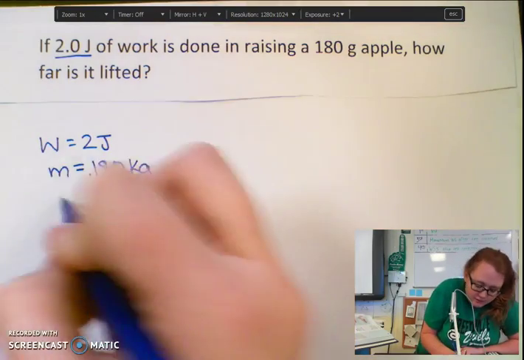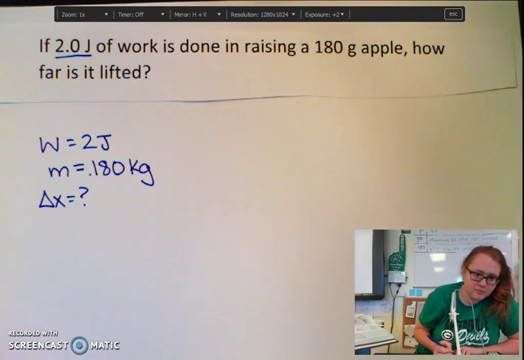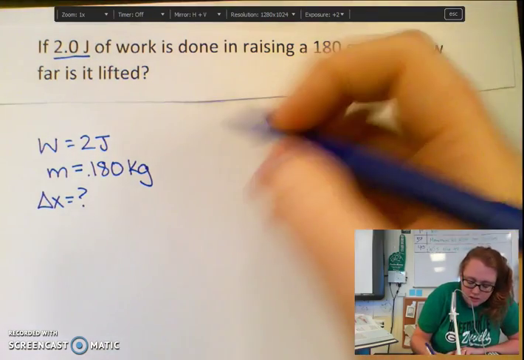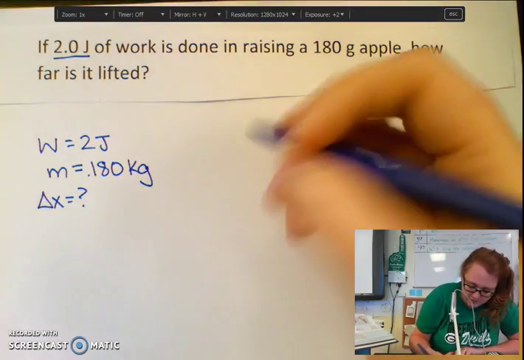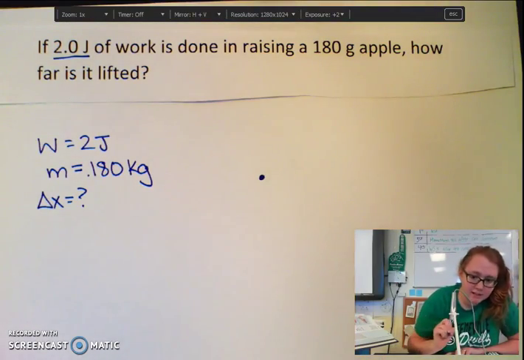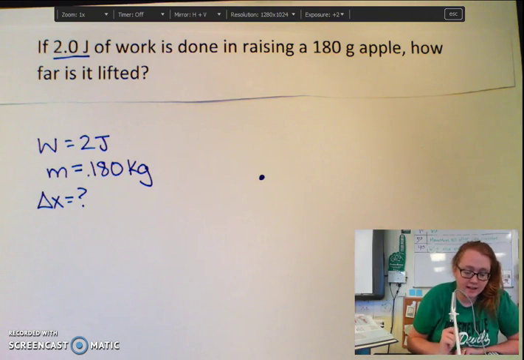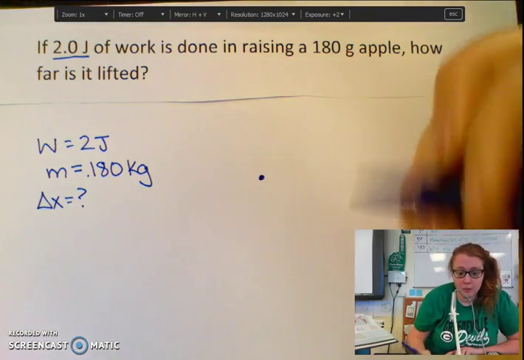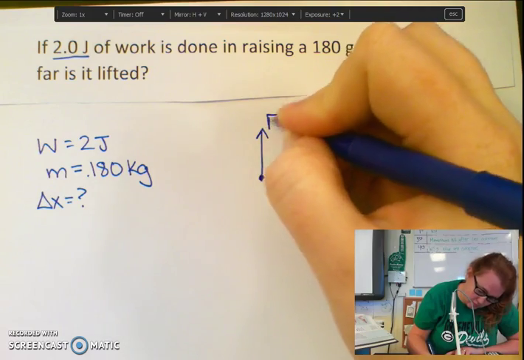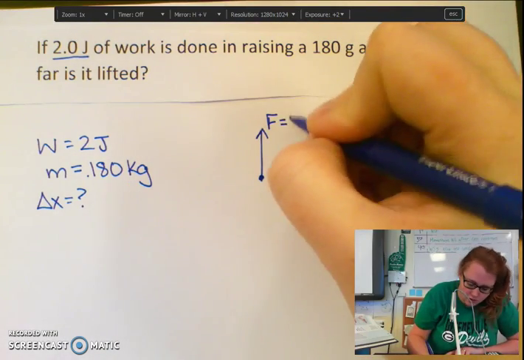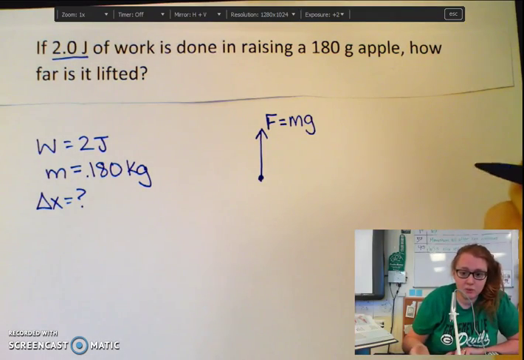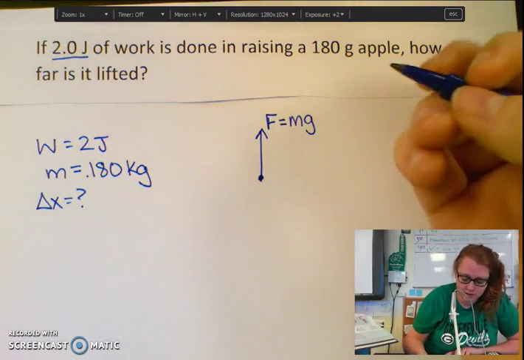And how far is it lifted? We're looking for delta X. Now, we know we're raising it and we know it's moving up, so our work is going to be positive, and there's no components here. There's no angle. So I just need to figure out how mass fits into the equation. If you raise something, you have to raise its weight. And we know that to find the weight of an object, it's going to be equal to mass times the acceleration due to gravity. So that's how mass is going to work in helping us find our force for this equation.